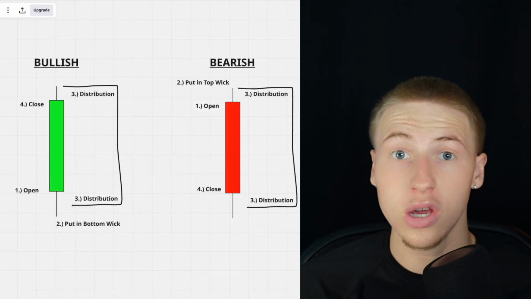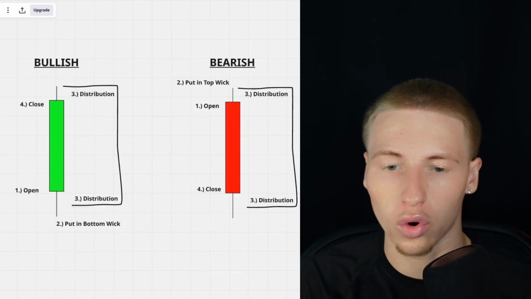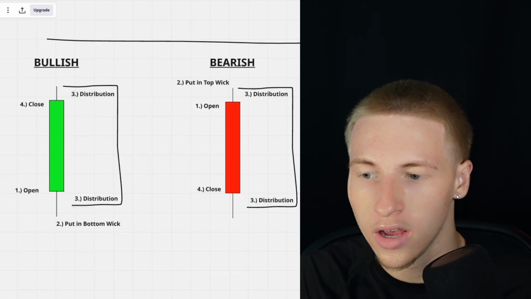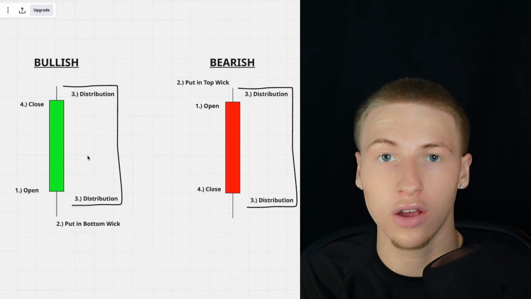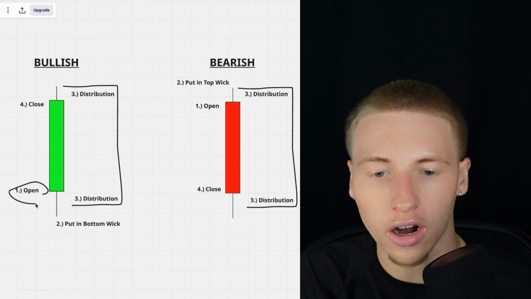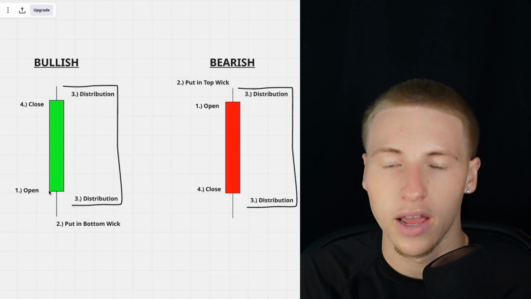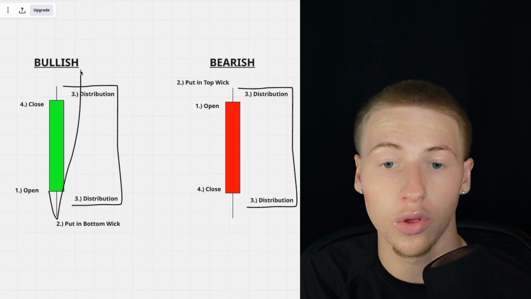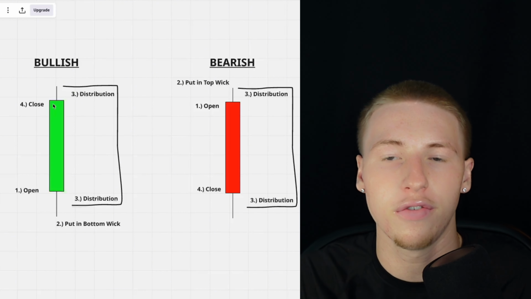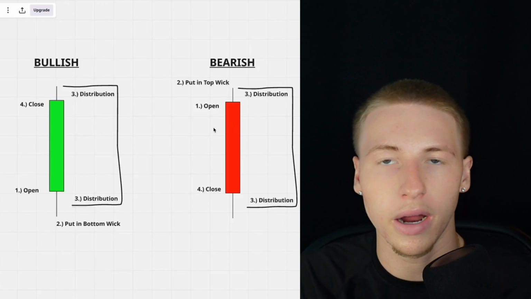To really understand how this PO3 actually works with the opening of a 4-hour candle, I would really need you guys to understand this. I'm going to break it down right now. This is how every single 4-hour candle moves no matter what. So we're going to get our open, right? Our open is right here. And what's it going to do? It's going to put in a bottom wick, and then it's going to distribute all the way up, and then it's going to end up closing. That's how every 4-hour candle moves, bullish and bearish, no matter what.